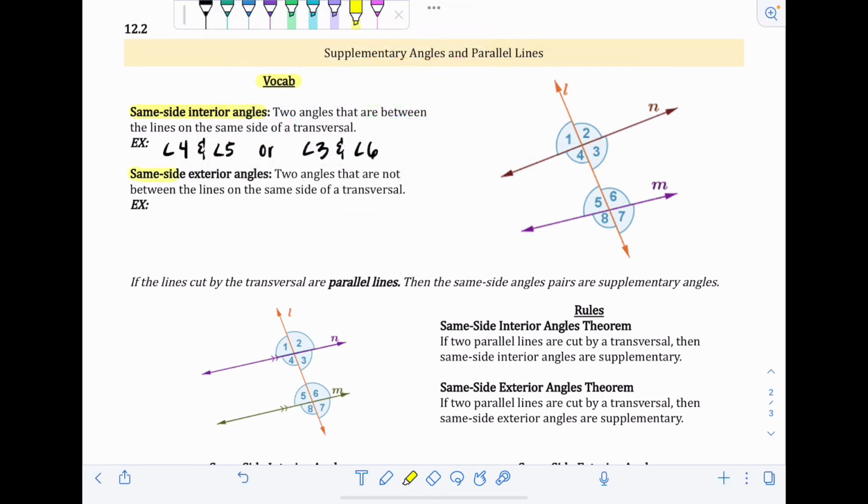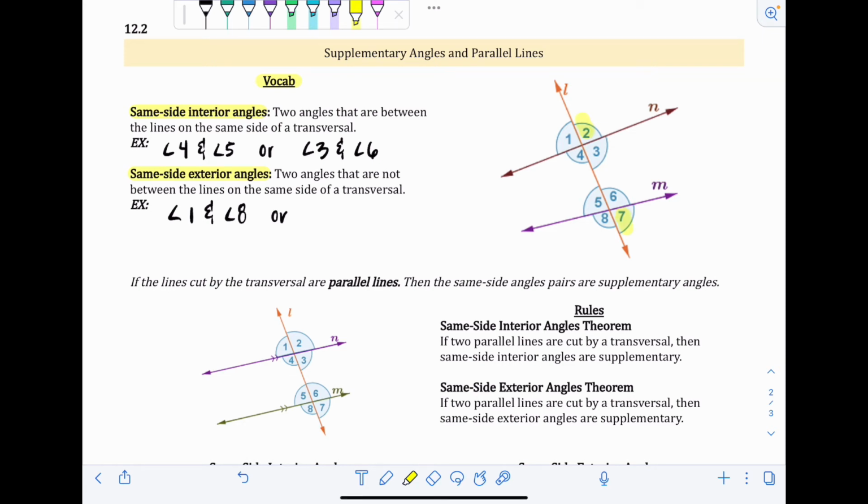And then for the next one, same side exterior angles: two angles that are not in between the lines on the same side of the transversal. For exterior, we're looking outside of the two lines, and same side, they should be on the same side of the transversal. So one pair would be 1 and 8, on the outside and both to the left of the transversal. So we would say angle 1 and angle 8. Or for the other side, it would be angle 2 and angle 7.